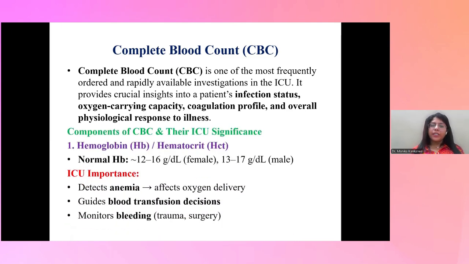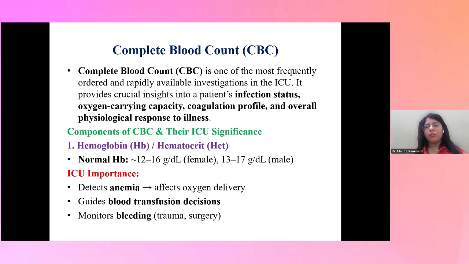And the components of CBC and their ICU significance include hemoglobin or hematocrit. So as you all know that the normal hemoglobin ranges between approximately 12 to 16 gram per deciliter among female and 13 to 17 gram per deciliter among male. So if we talk about the importance of hemoglobin in ICU setting, then it will help in detecting anemia. So, if the patient is female and is having less than 12 gram per deciliter of hemoglobin, then the patient might be anemic.